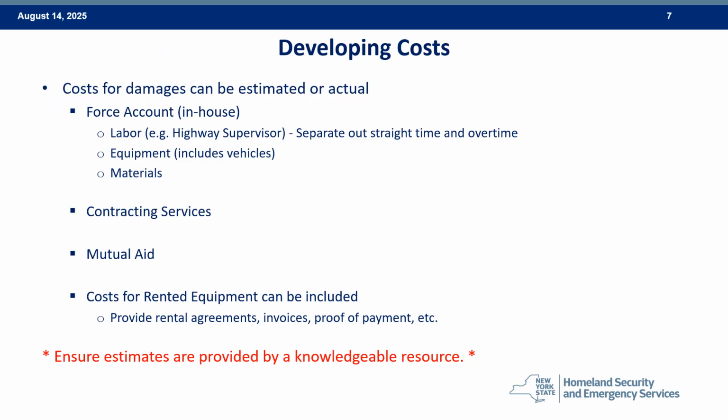Provide as much documentation as possible to justify your cost estimate. Force account labor costs can include fringe benefits paid. You will need to show how fringe rates were calculated and applied. Equipment, including vehicles used in both response and recovery efforts, can be claimed. Let's use the example of a truck towing a trailer hauling a backhoe to a work site. Costs which can be claimed are the travel to and from the work site for the truck and trailer, and the hours the backhoe was in use at the work site.